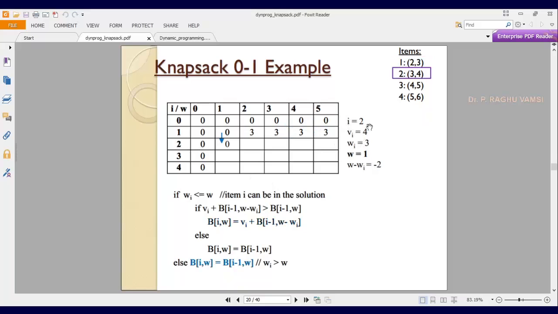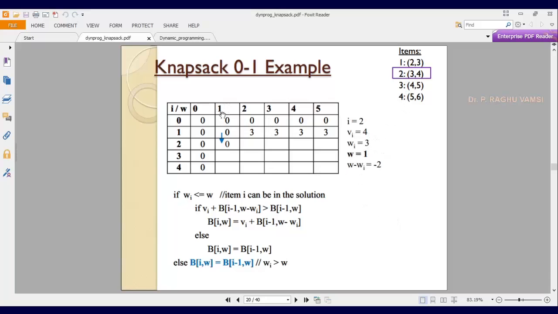Whenever we switch to the second item, I is equal to 2. Vi is equal to 4. Why is Vi equal to 4? Because the value of item 2 is 4. Whenever you place item 2 into the basket or into the bag, the corresponding value you achieve is 4. So Vi is equal to 4. And the weight of this item is 3, Wi is equal to 3.